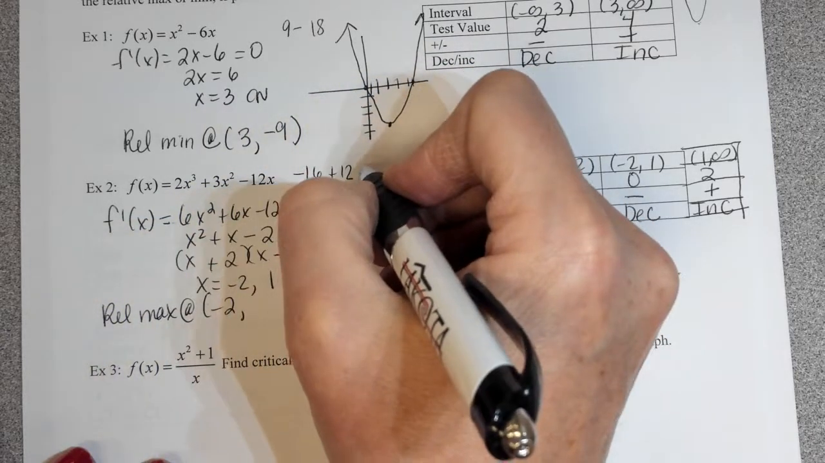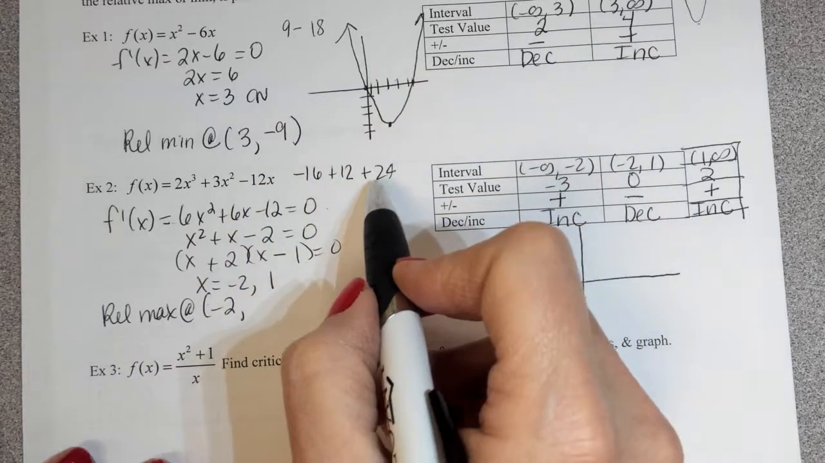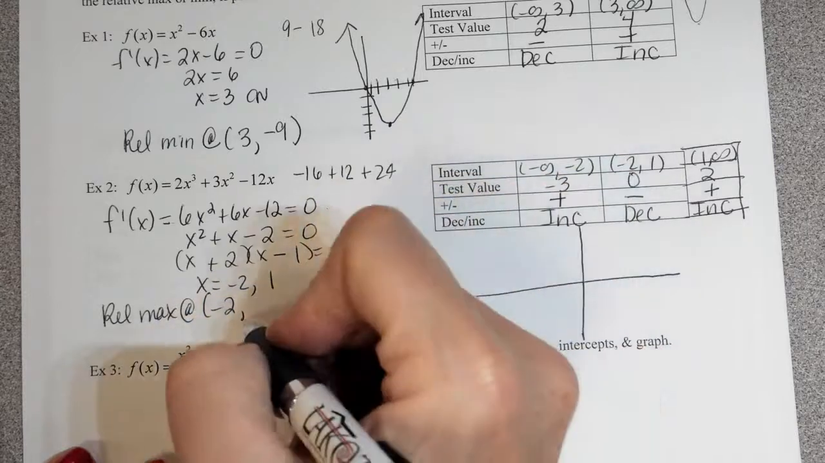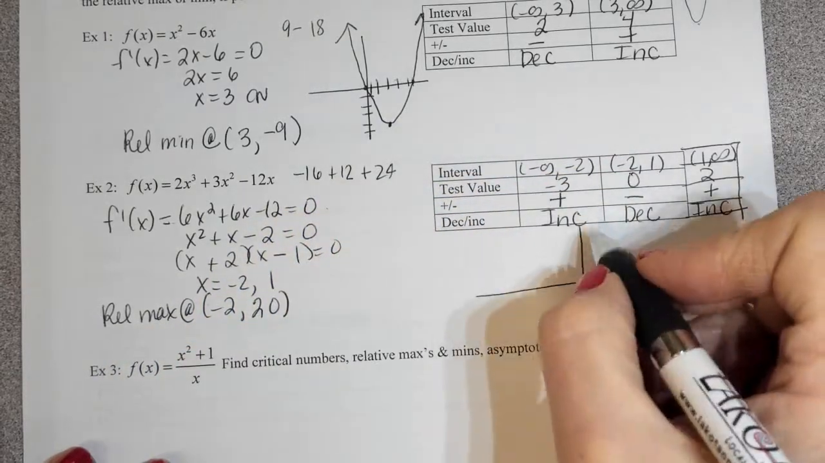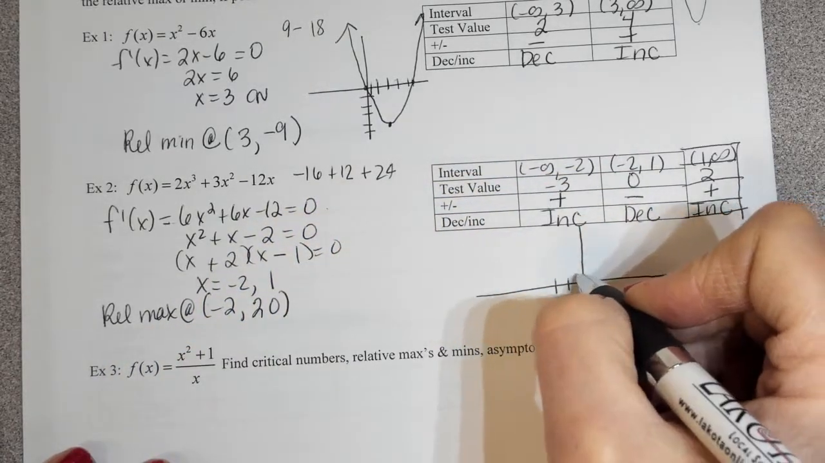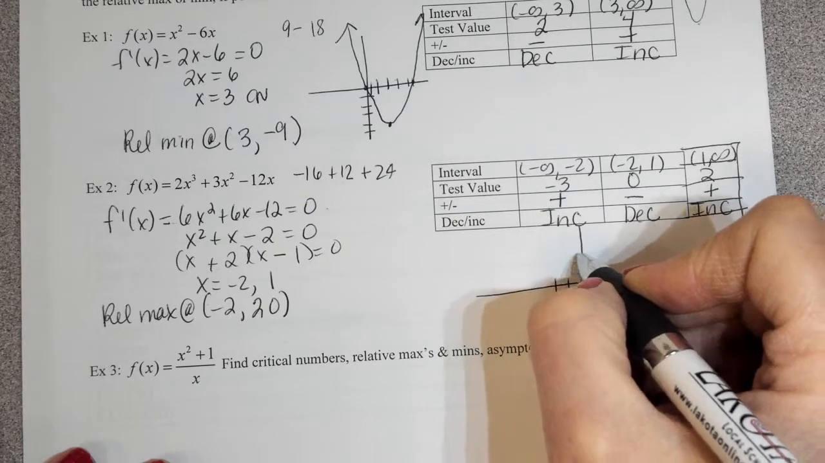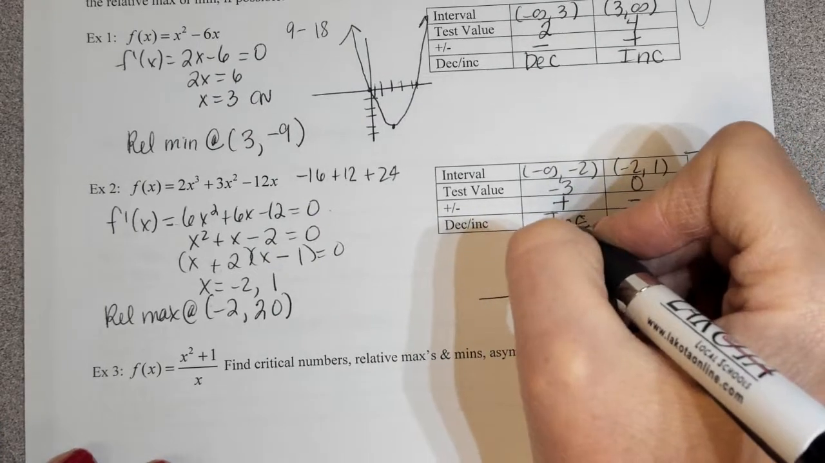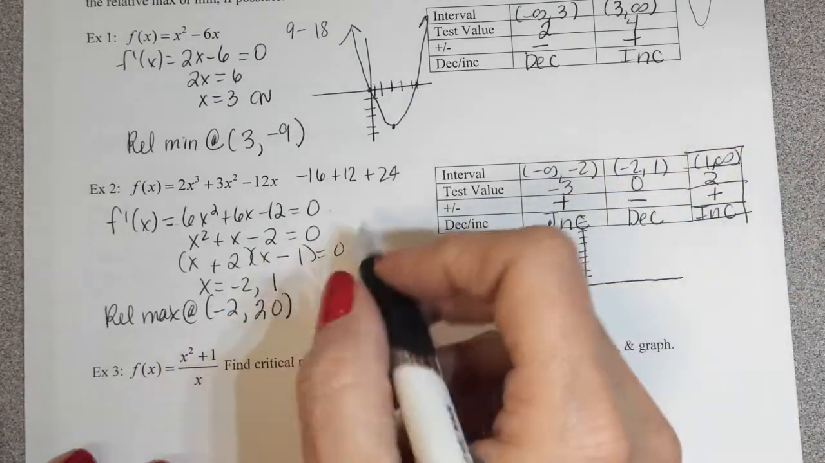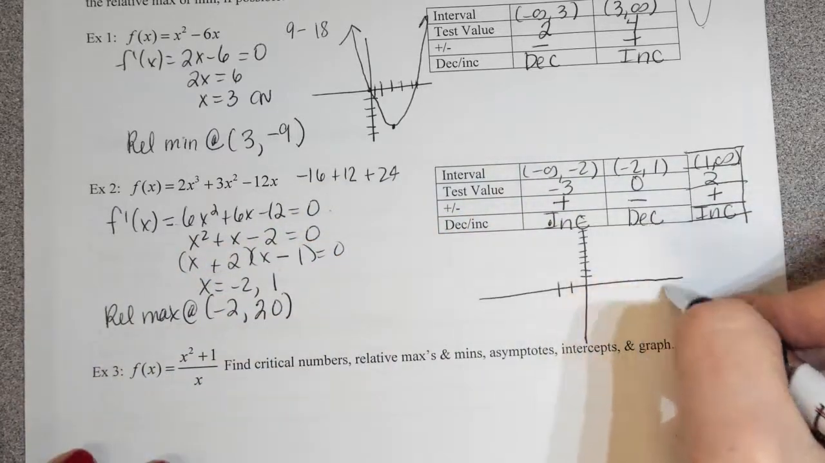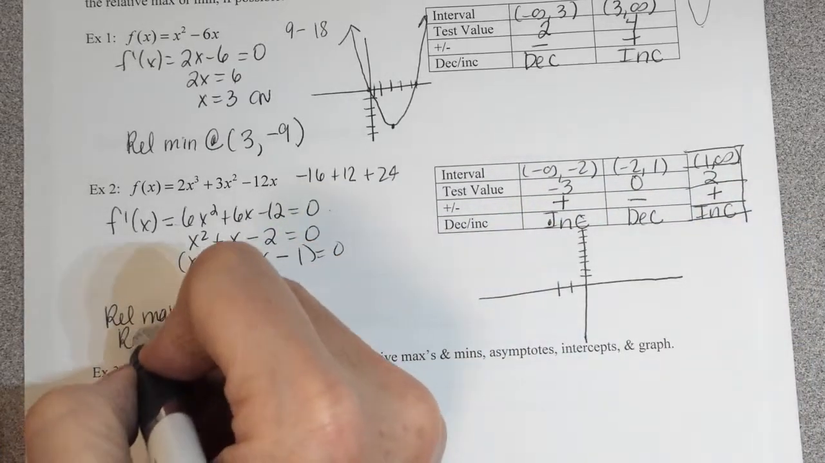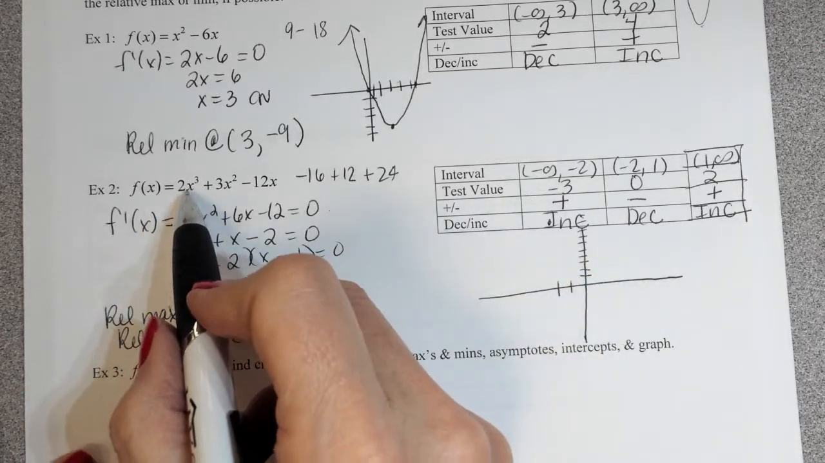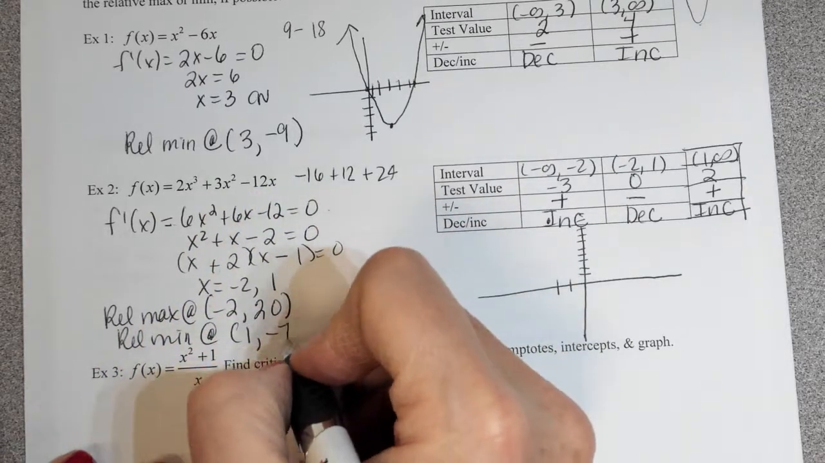Negative 2 times negative 12 is 24. So I'm going to have 36 minus 16, and that's going to give me 20. So I'm going to have a relative max at negative 2. Make this go 2, 4, 6, 8, 10, 12, 14, 16, 18, 20. And negative 2, 20. And then if I go from decrease to increase, I have to have a relative min at 1 comma, back into the original. 2 plus 3 is 5, minus 12 is negative 7.